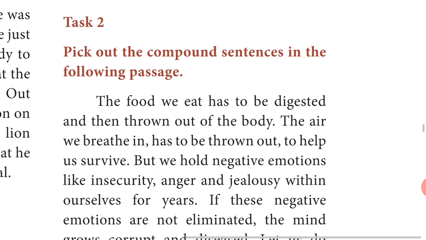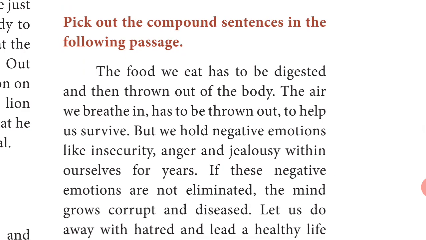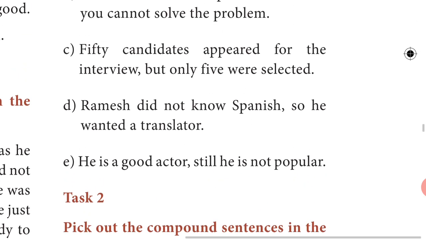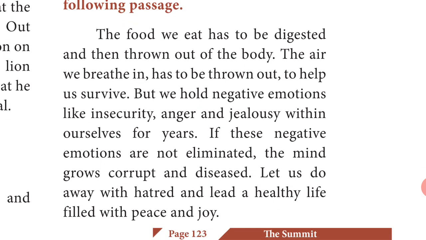Okay, so for you, pick out the compound sentences in the following passage. So you are not going to identify the complex sentences, one main clause and one subordinate. No. As we saw in the previous 5 sentences, some of the sentences are compound sentences, means two main clauses connected by conjunction. You need to identify that. For example, let's do the first one. The food we eat has to be digested and then thrown out of the body. Guess what it is?